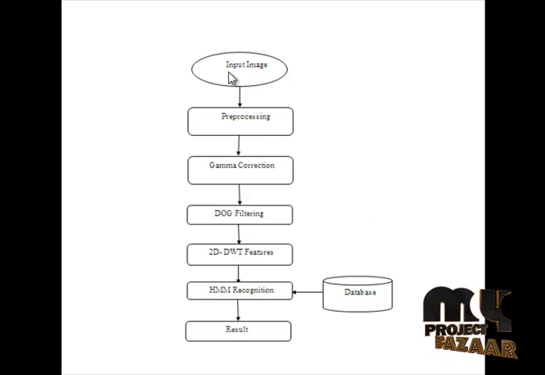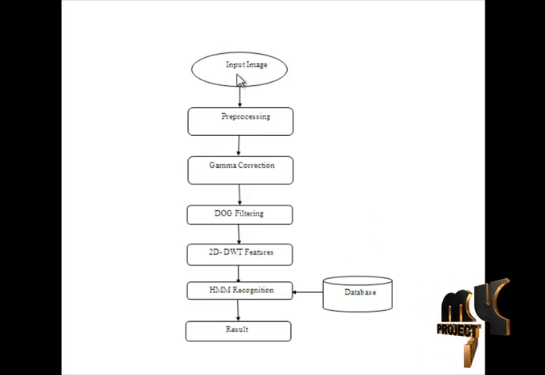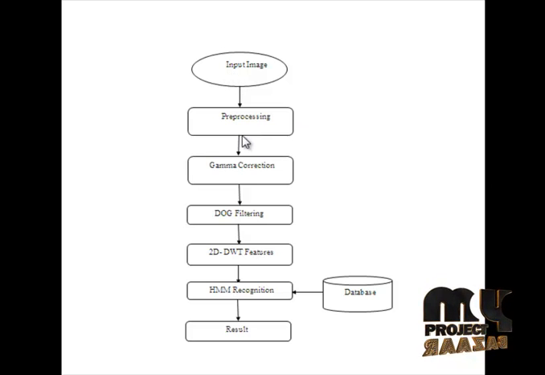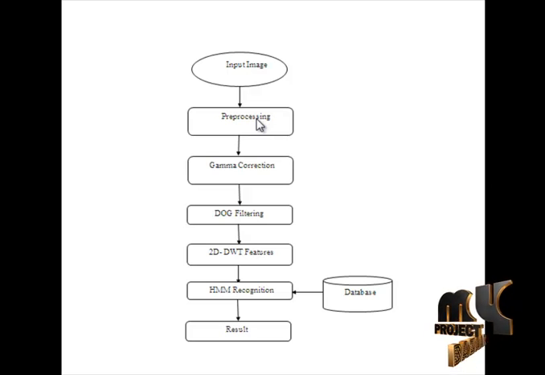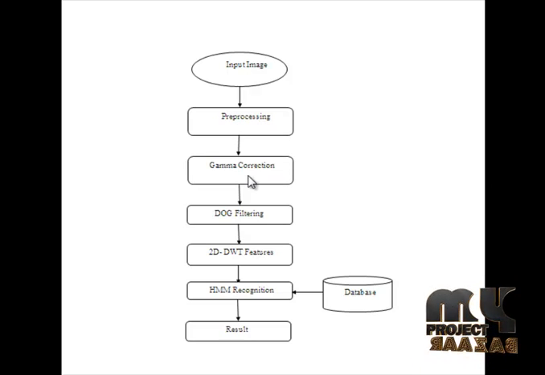Here we have given the input images. The input image will pass through the pre-processing step. In this stage, we are removing the noise by the use of Gaussian filter. It is a linear class and windowed filter. After removing this noise, it will go to the gamma correction. Gamma correction will be used for removing the low contrast in the image.